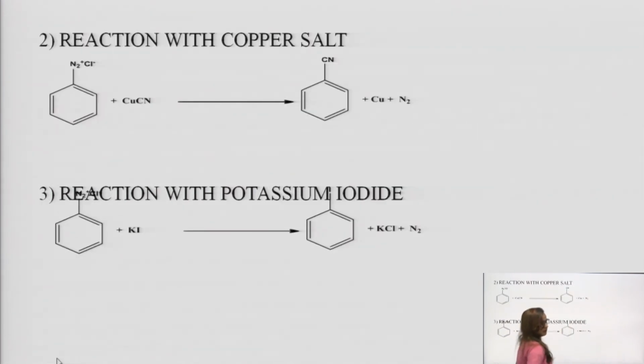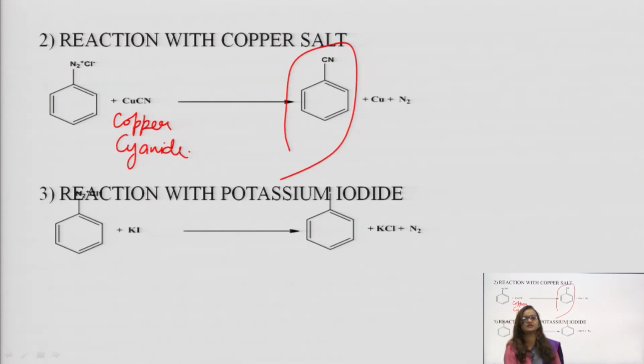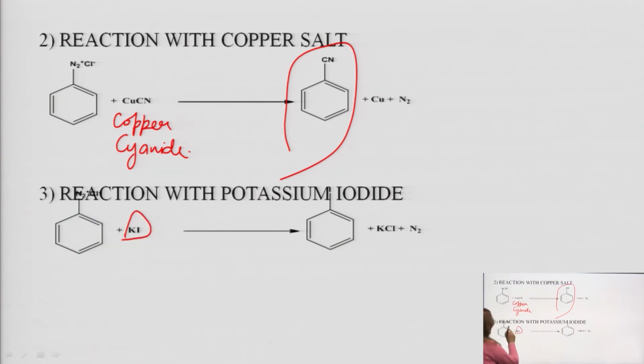Next, reaction with copper salt, copper cyanide. If it reacts with copper cyanide, then what is the formation which takes place? The formation of benzyl cyanide takes place. When it reacts with potassium iodide, what happens? Iodobenzene is formed, with the evolution of nitrogen.